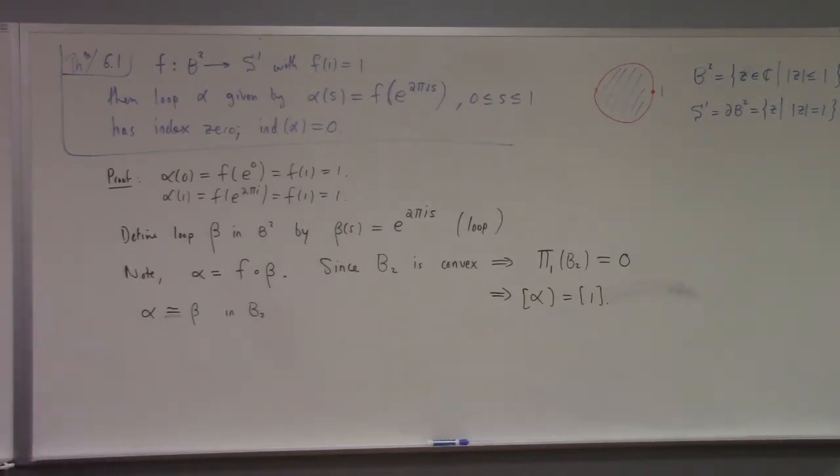Right. So you're saying the homotopy equivalence of two loops in B2 does not imply homotopy in a subset of B2. Two loops being homotopic in B2 does not imply that they're homotopic in a subset of B2 necessarily. Okay.